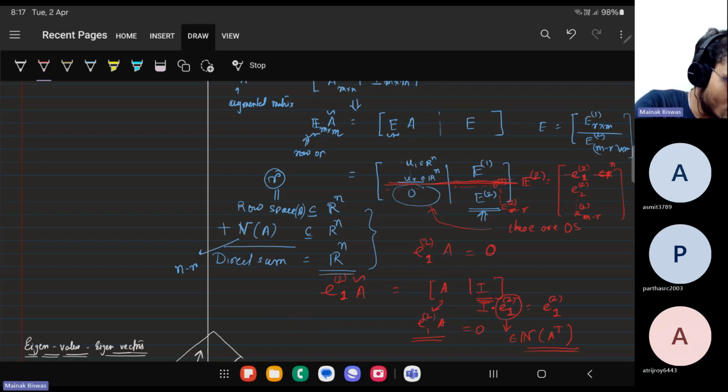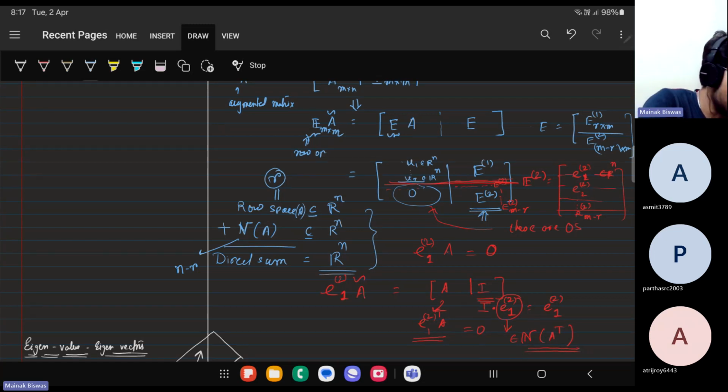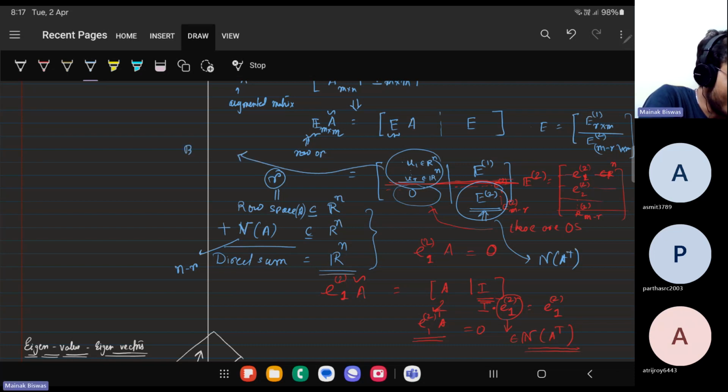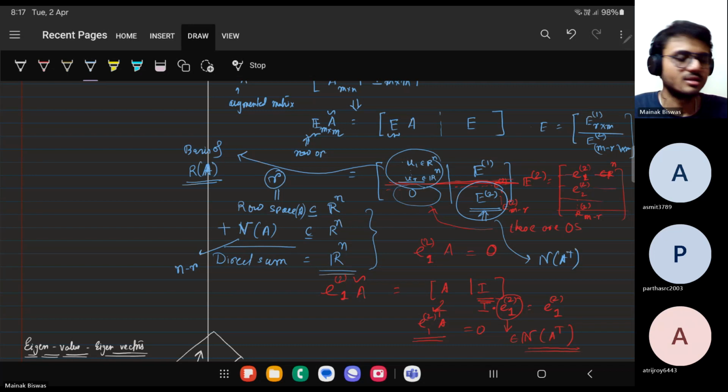If you're confused, these are all row matrices. Let me write E. These are all row vectors, because I've written them as row vectors here. So if I do elimination, I will get the basis of the null space of A transpose here, and these are the basis of the row space of A. This is how you will get it, this is your assignment question.